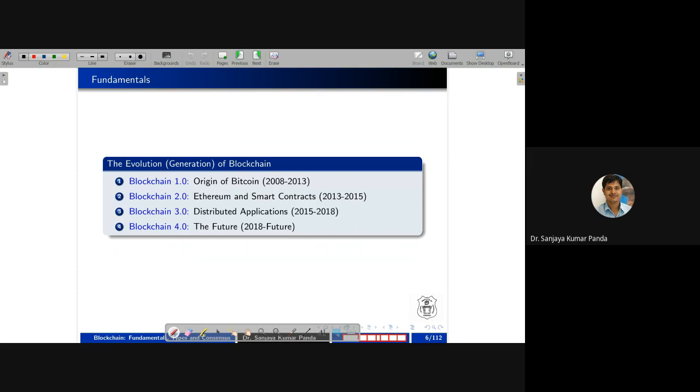Blockchain 3.0 talks about distributed applications, that is 2015 to 2018. Now we are in Blockchain 4.0, that is 2018 to future, where we focus on how faster we can do transactions. Because transactions in blockchain are quite slower in comparison to normal transactions we make in our day-to-day life. So maybe in the upcoming future, we may get the transaction time as low as possible.